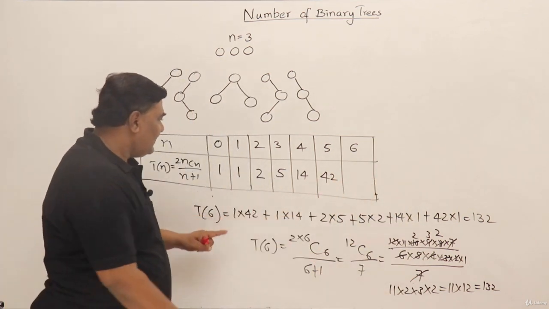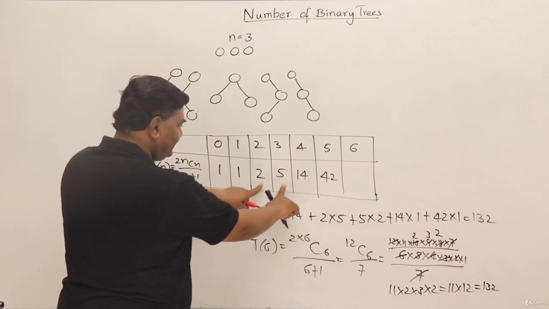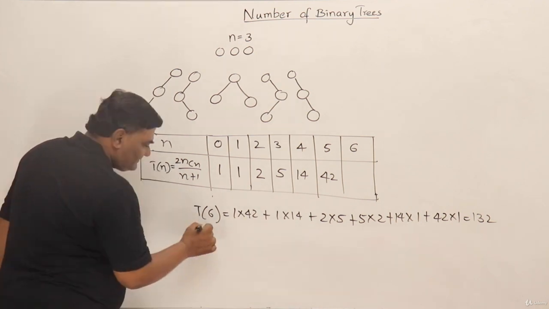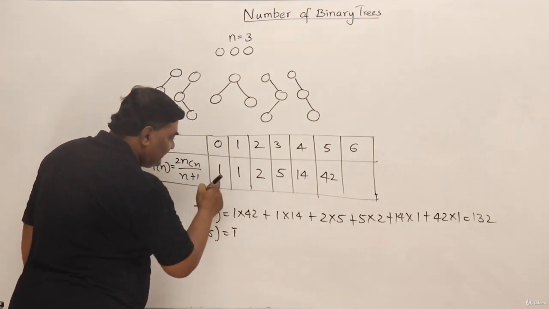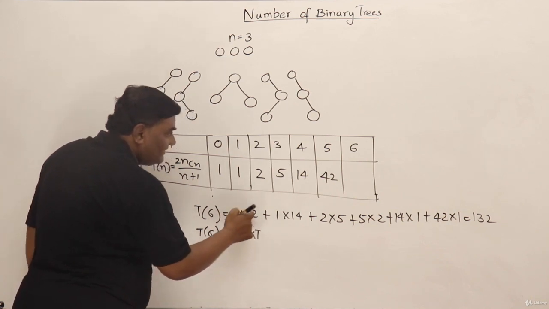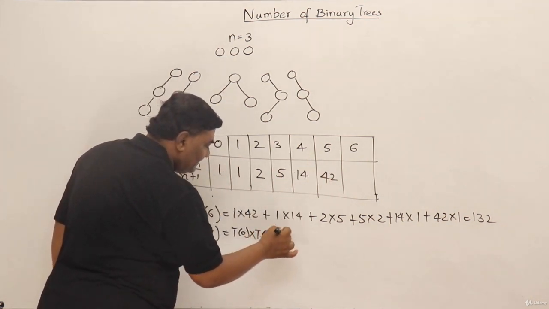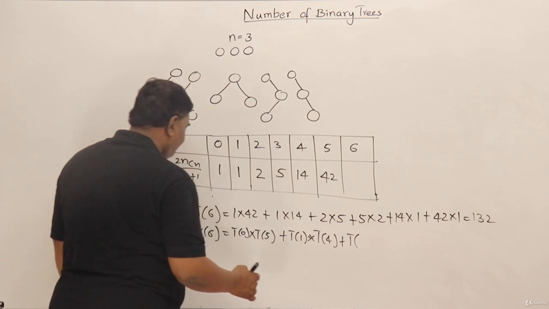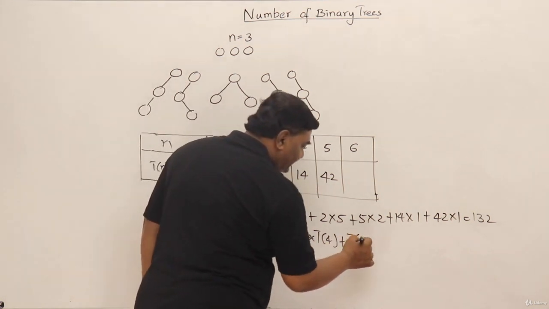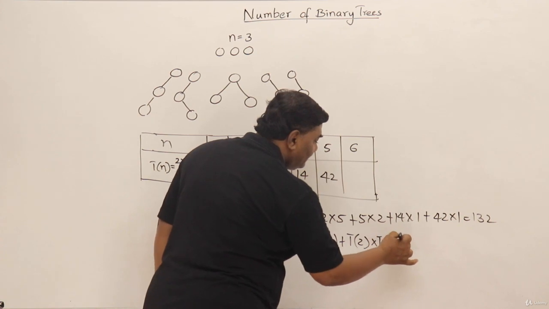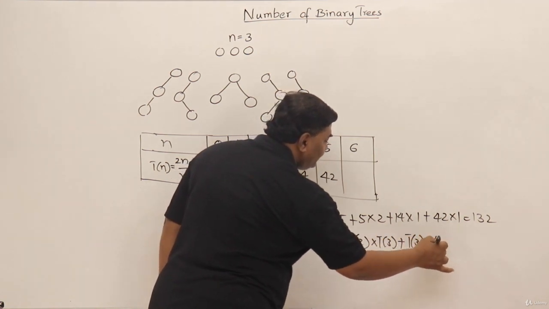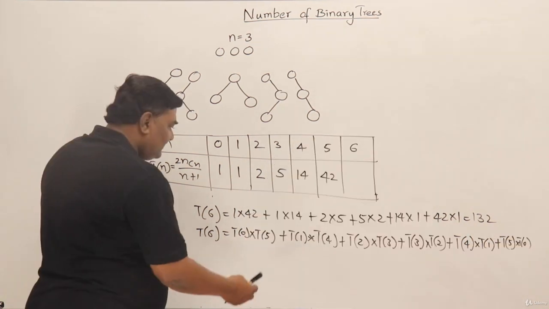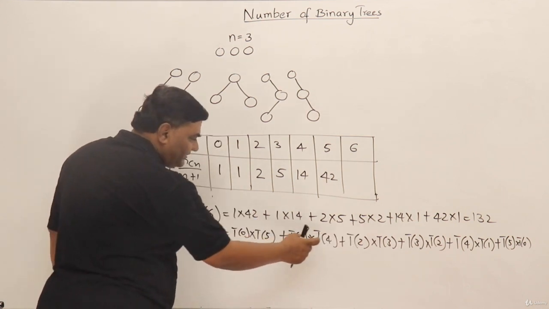So how did I get this one? I multiplied this one with this one and this one with this one, then this two, then this two, then this two. So let us prepare a formula for that. This is T6. So this is T0 into T5, plus T1 into T4, then T2 into T3, then T3 into T2, then T4 into T1, then T5 into T0. So these are the terms, and each term is a product of two values.